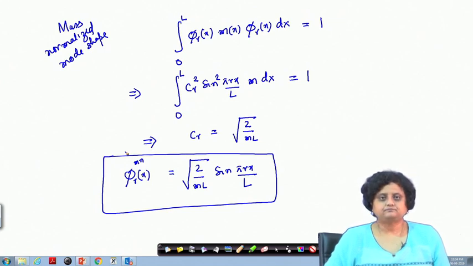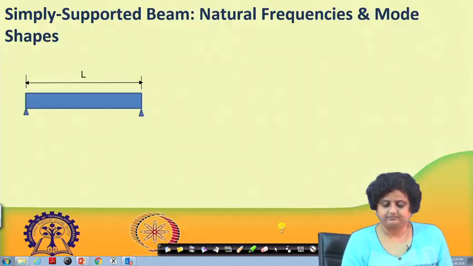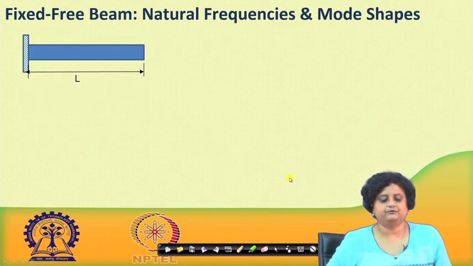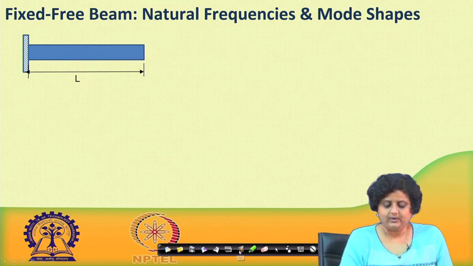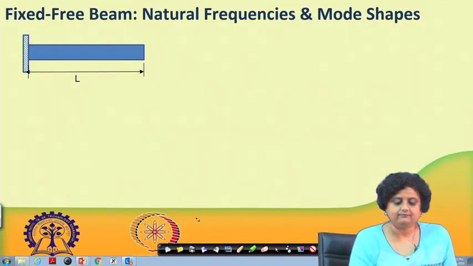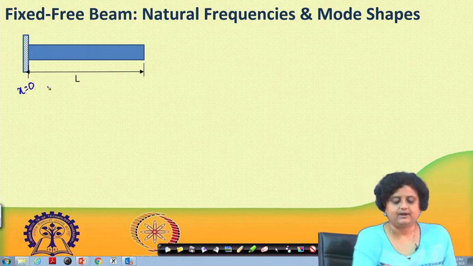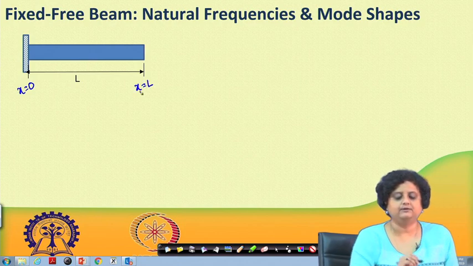So, now we will move on to our next problem, where we will try to find out the mode shape and natural frequency of a fixed free beam. So, let us move on to a fixed free beam. So, here we have at x equal to 0, the end to be fixed, and at x equal to L it is free.